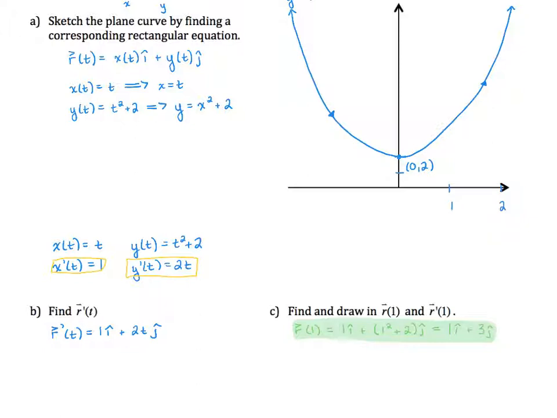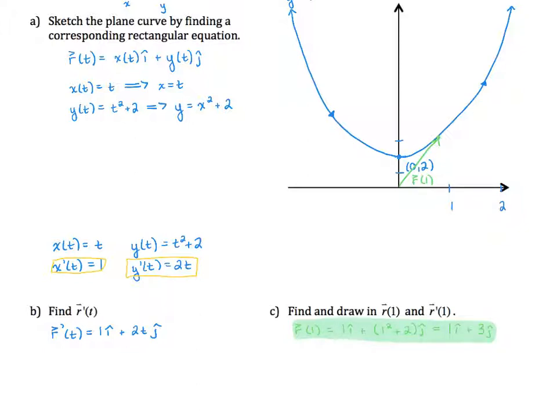1, 2, 3. At the end of the day, that is going to put us at the point (1, 3). So it's going to be a vector that has 1 horizontal component and 3 vertical components. So that's going to be that vector right there. That right there is r of 1.